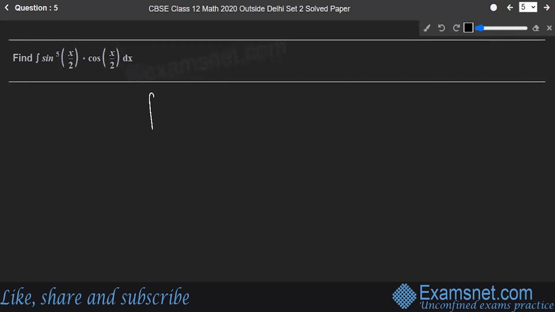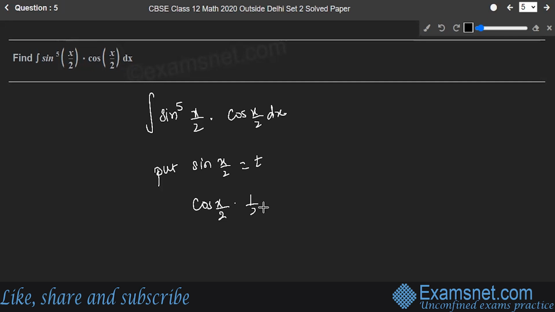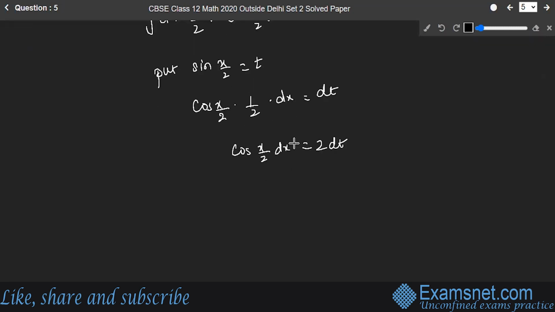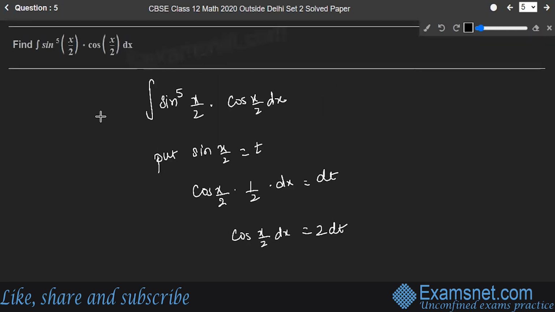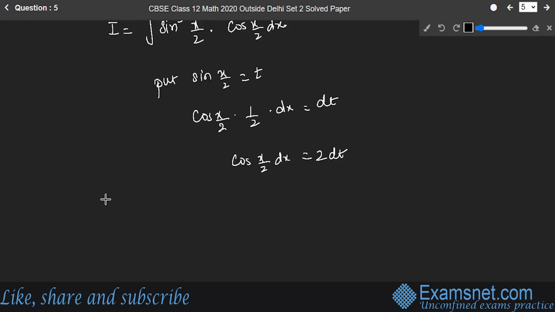Question number 5, you have to find the integral of sine raised to power 5 x by 2 into cos x by 2 dx. Over here, I'll put sine x by 2 is equal to t. So this will make the derivative cos x by 2 into 1 by 2 dx is equal to dt. Or here you will have cos x by 2 dx is equal to 2 dt. So if I say this is equal to I, now the I is equal to 2t raised to power 5 into dt.